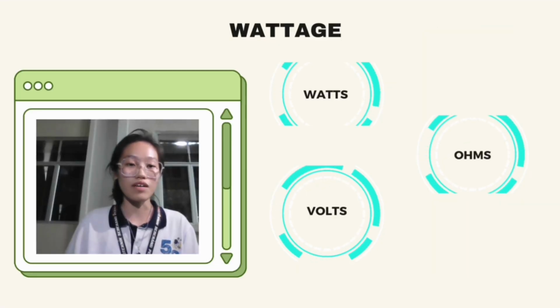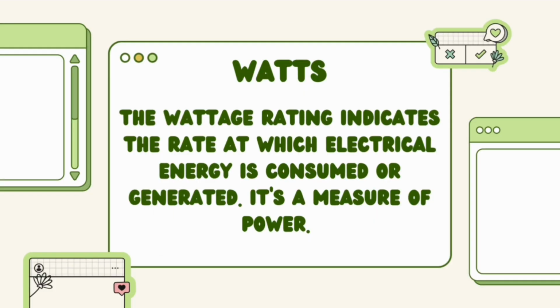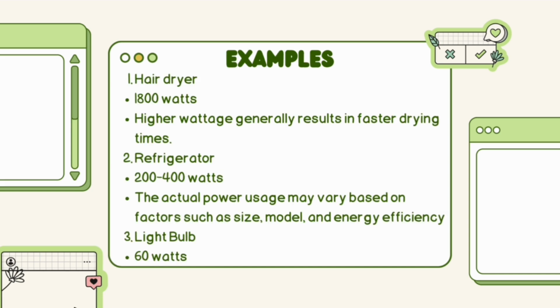So I will explain about wattage rating and give some examples. First of all, watts. The wattage rating indicates the rate at which electrical energy is consumed or generated. It's a measure of power. For example, a hairdryer might have a wattage rating of 1800 watts. This indicates that the hairdryer consumes 1800 watts of power when in use. Higher wattage generally results in faster drying times.